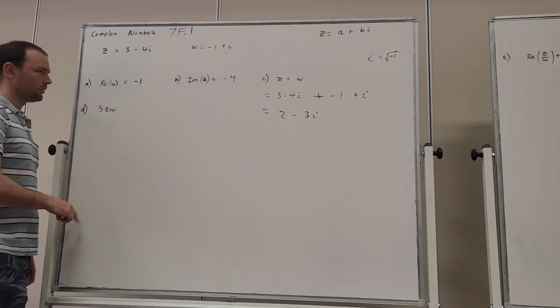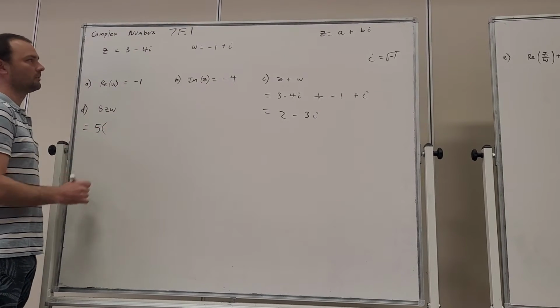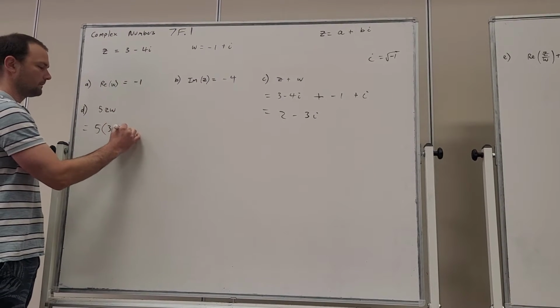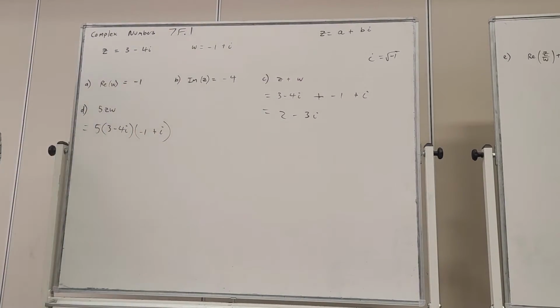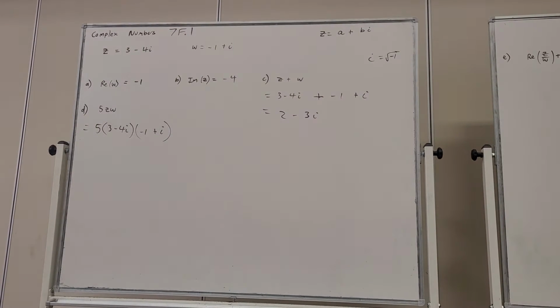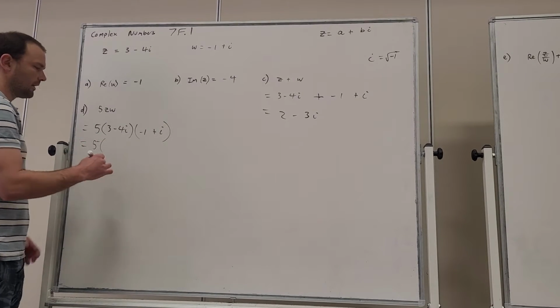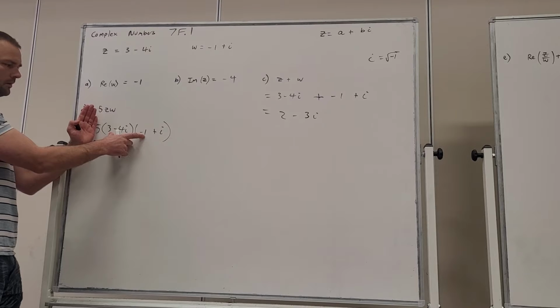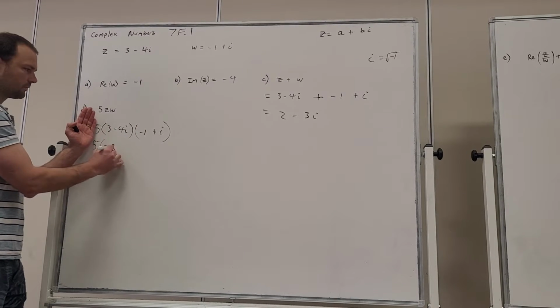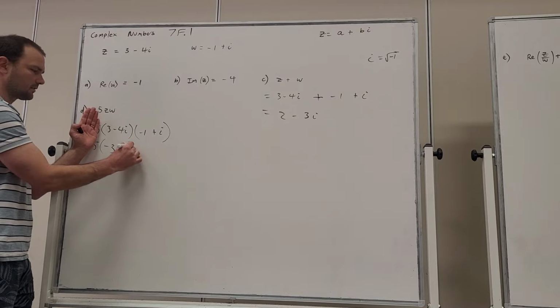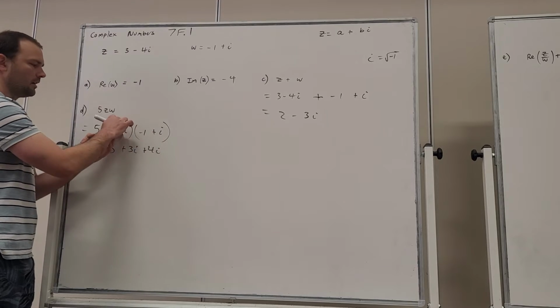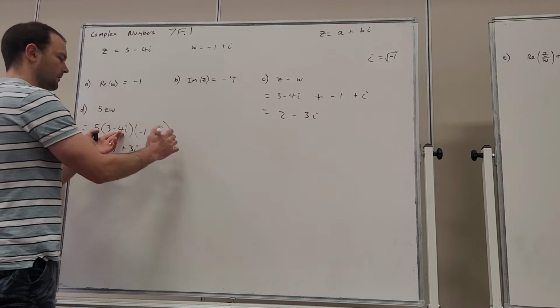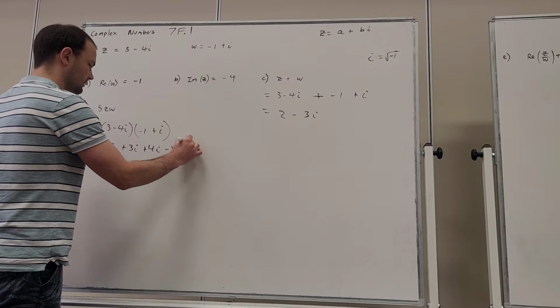So we're going to have 5 times the complex number Z, which is 3 take 4i, times the complex number W, which is -1 plus i. And then we're just going to FOIL that and simplify it accordingly. So I'm going to leave the 5 out the front for now. We'll multiply that through after, and I'm just going to do some FOIL here. So 3 times -1 is -3. We have 3 times i is +3i. -4i times -1 is +4i. And -4i times +i is -4i squared.